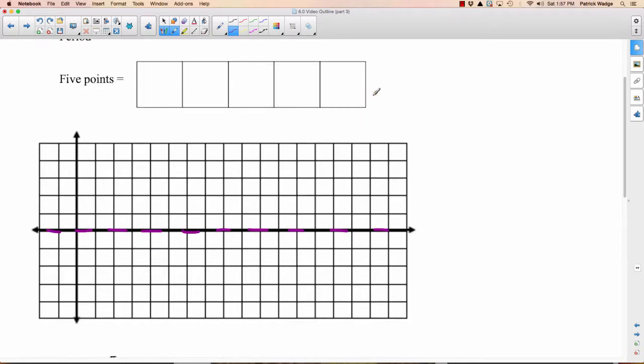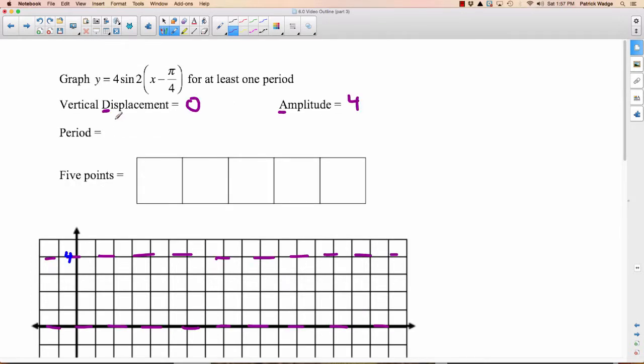So what we could do right now is put our maximum and minimum line. This is what I like to do. 1, 2, 3, 4, and I'm going to put my maximum line right there. And -1, -2, -3, -4, I'm going to put my minimum line right there. So my whole graph should fit in between these two dotted lines, the top one and the bottom one. Period. Well, period equals 2 pi over the absolute value of b. In this case, b is 2, so we have 2 pi over 2, which is pi.